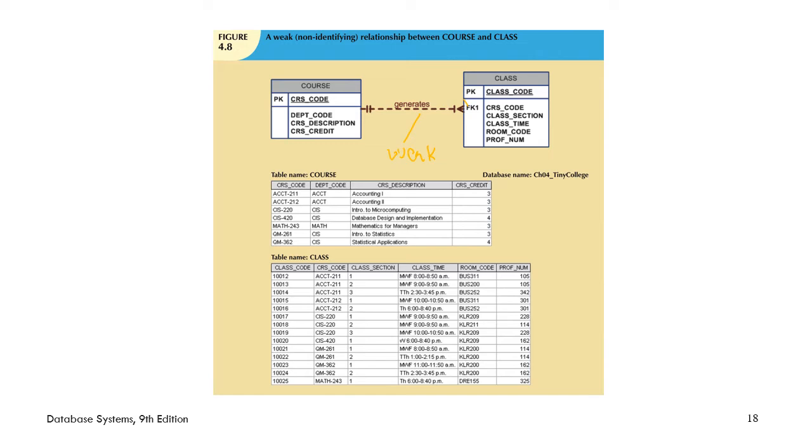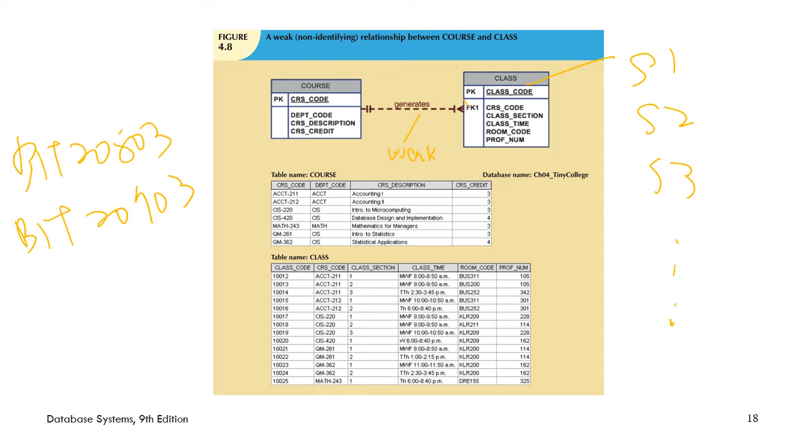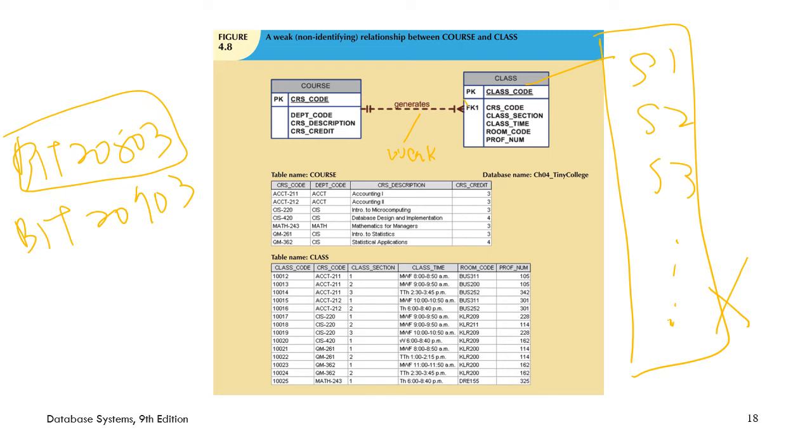Don't understand? Course BIT20803. This is a course. BIT20903. This is a course, you know, subject. Why does class become weak? Because class is the section. Can you imagine? Section 1, section 2, section 3, up to however many. But this cannot exist if the course is not offered. That makes the class depend on the course. Understand?